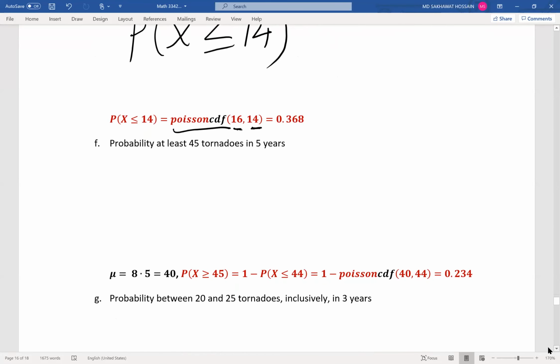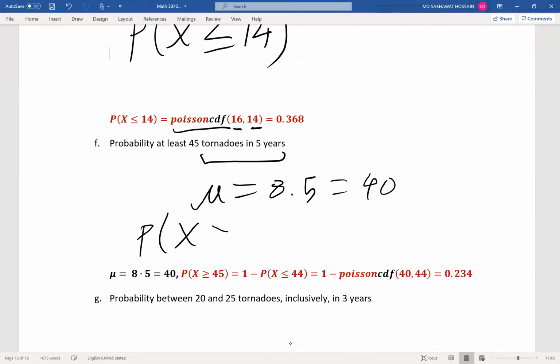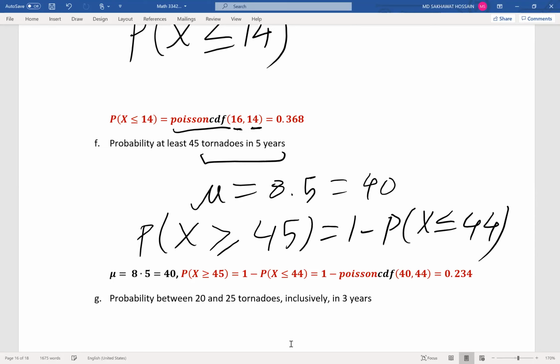Okay, the probability of at least 45 tornadoes in 5 years. Now the time period is 5 years. So the mu will be 8 times 5, where 8 is the number of tornadoes in 1 year. So mu is 40. Now we have to find the probability where x is at least 45, so the probability of x greater than or equal to 45. This is the complement of the probability of x less than or equal to 44. So you can use Poisson CDF with 40 and 44.